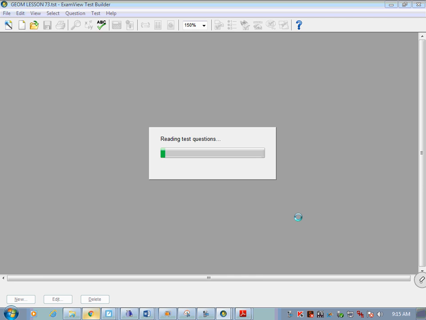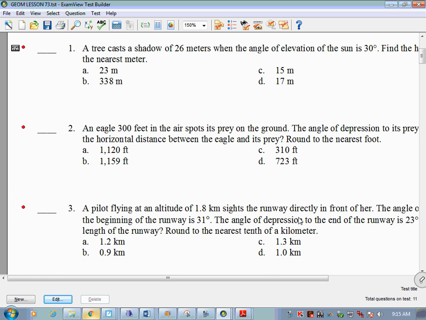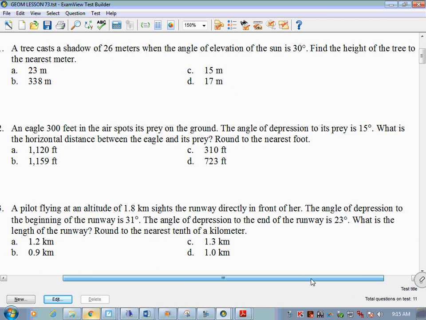Something along the line of a tree casts a shadow. Now, the handy thing about these is that we're pretty much drawing right triangles. A tree casts a shadow, but it's an angle of elevation question. Notice the angle of elevation of the sun is 30 degrees. So this is the way I want you to see this. Here's my tree. It's a pretty good tree.